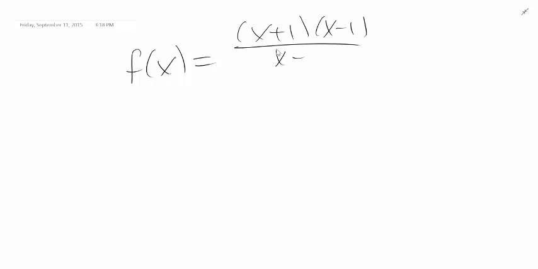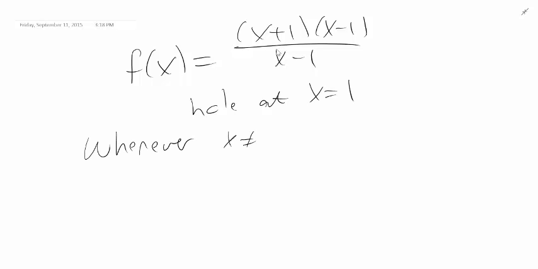So if I have some function that looks like x plus 1, x minus 1 over x minus 1, well, this has a hole at x equals 1, right? Because I can't plug x equals 1 into here. But we can see that whenever x is not equal to 1, f of x is the same as just x plus 1, because these guys will cancel. They don't cancel if x is equal to 1, but everywhere else, they go away.